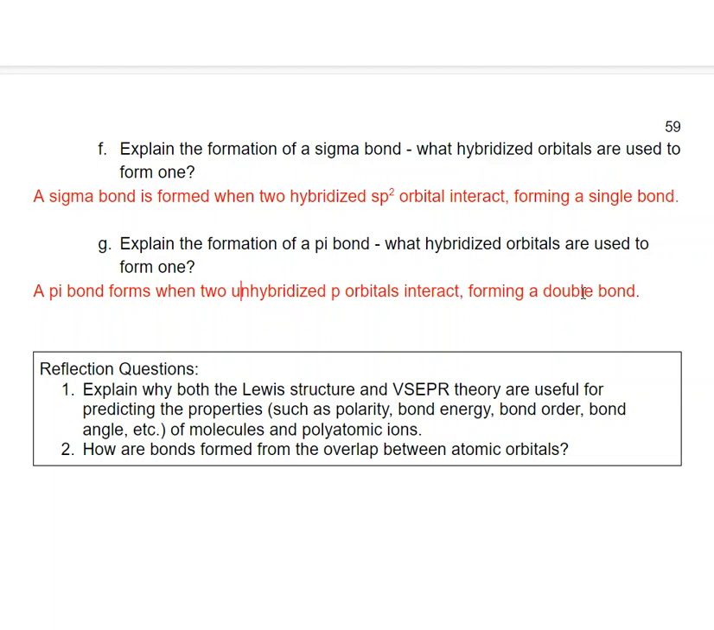So for your reflection questions, why do we need both Lewis and VSEPR to predict the properties of molecules? This is because we need to know both how the electrons are arranged amongst atoms and also what the 3D shape of the molecule is. So bonds are formed from the overlap between atomic orbitals: s, p, d, and f. When you overlap an s with 3 p orbitals, you get that sp3 hybridization, allowing things like carbon to form 4 bonds total.